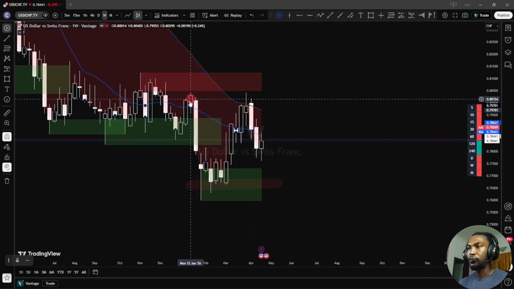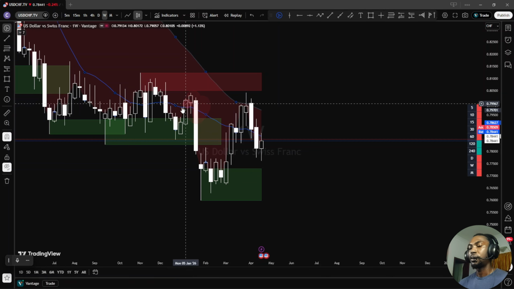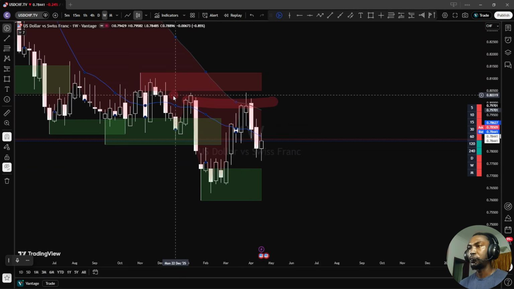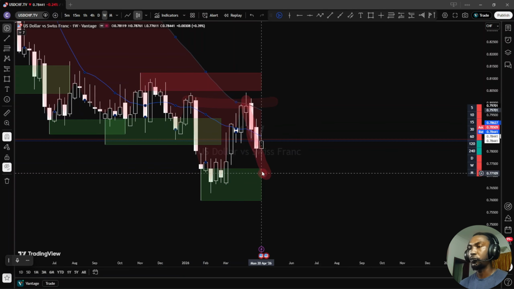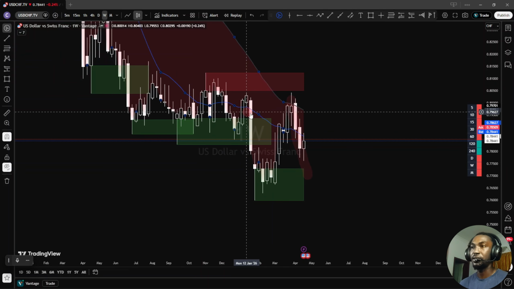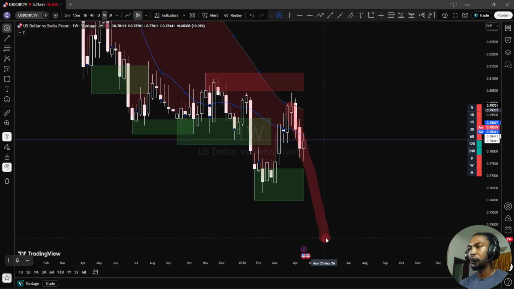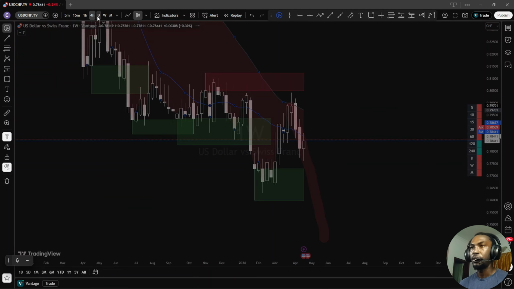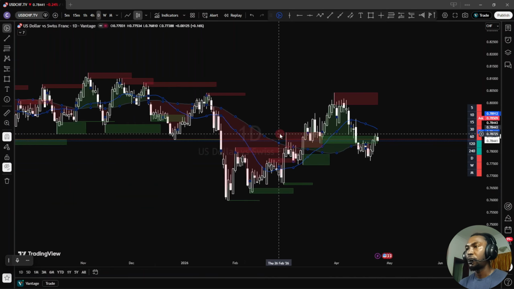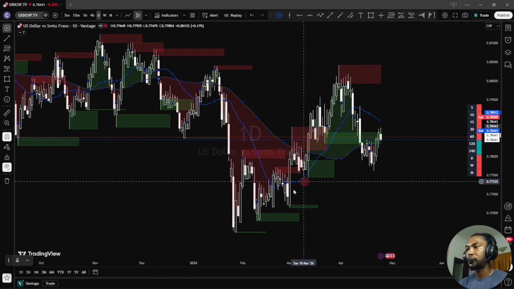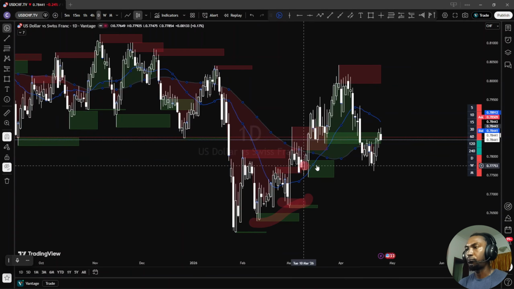Now, but then again, there is a demand supply zone here, that's for sure. Now, that supply zone got mitigated and price seems to be running out of that supply zone. So there's a higher tendency on the weekly for us to continue seeing a bearish move. But moving on to the daily time frame, let's see what the daily time frame has to say about this move.